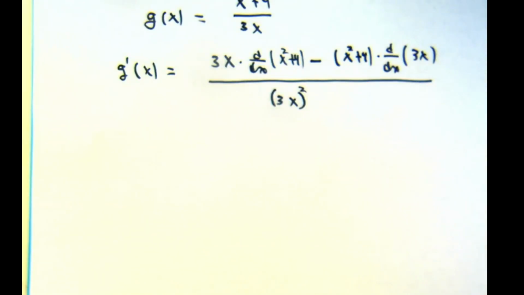So let's return to our two examples. The one that worked out nicely for us was g of x equals x squared plus 4 divided by 3 times x. I need to know the derivative of that function. I'll use the quotient rule from Calculus 1.